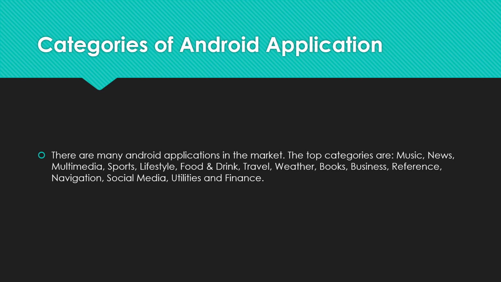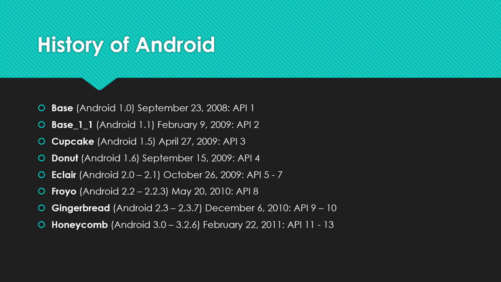So here are the categories of Android application. Dagan siya og Android application sa market as we know. May mga categories music, news, multimedia, sports, lifestyle, food and drink, travel, then so on and so forth. So like most of the applications and all of Android applications that supports our daily lives or daily needs or nata tanang categories. Okay?